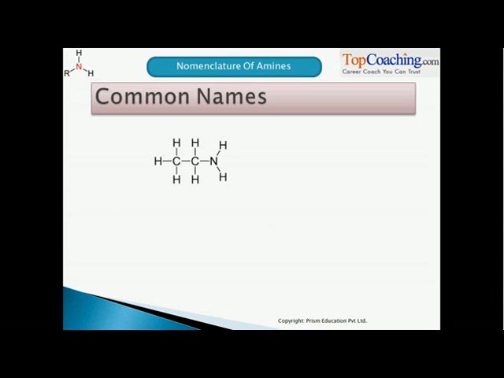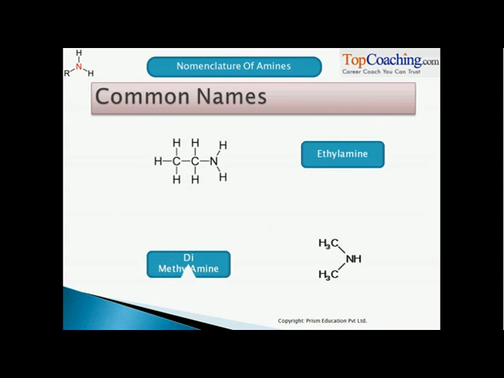Alright, how about this? We have two hydrogen atoms here, which means only one has been replaced by an ethyl group, and hence the name is ethylamine, whereas for this one it is dimethylamine. You get what I am trying to say? In both the cases, we have two carbon atoms, but this is known as ethylamine and this is known as dimethylamine.